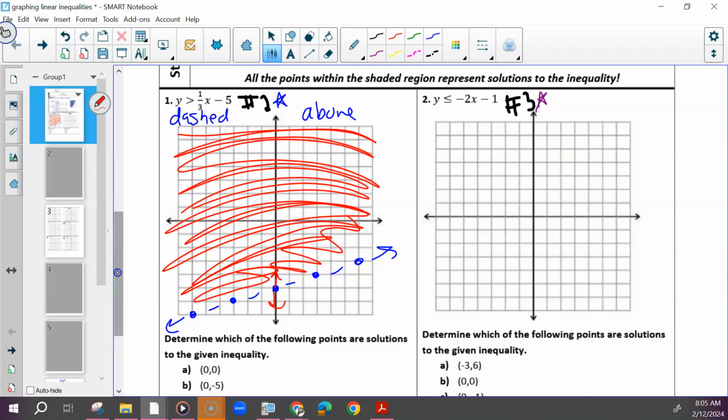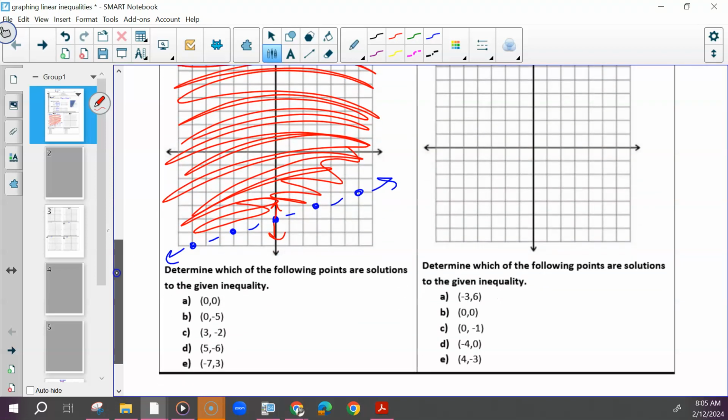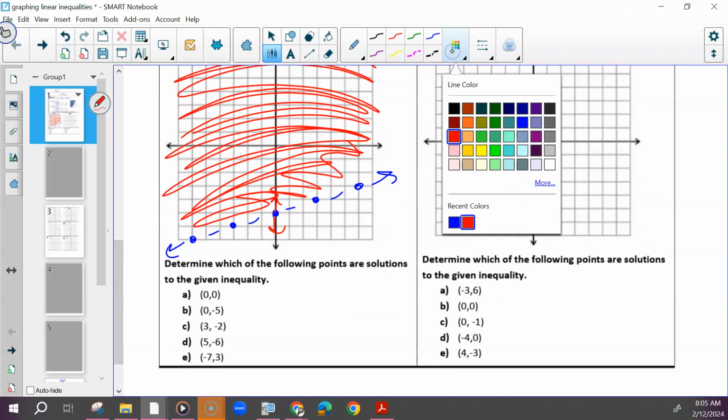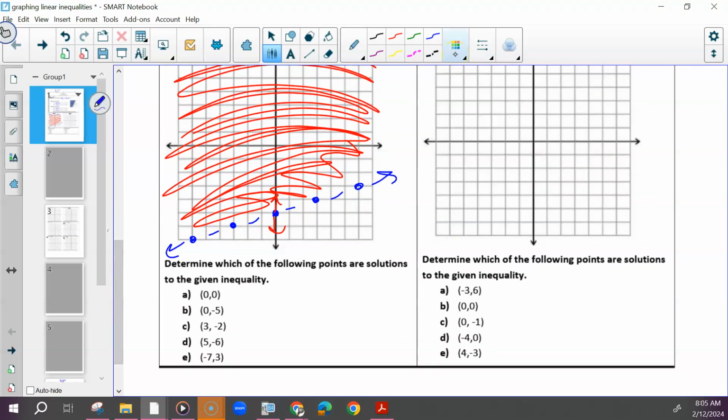Does the shading have to be perfect? No. You see mine. Some. I just have to know that you know which general area it's shading.